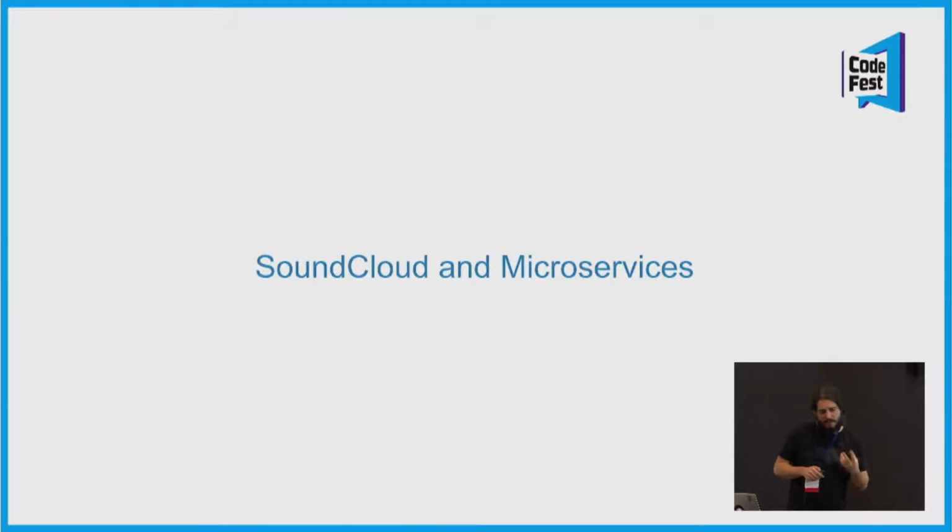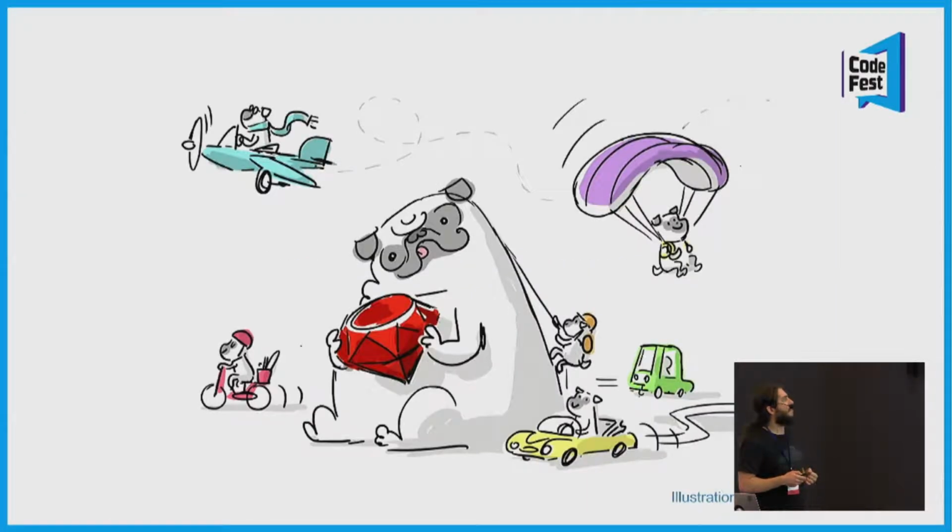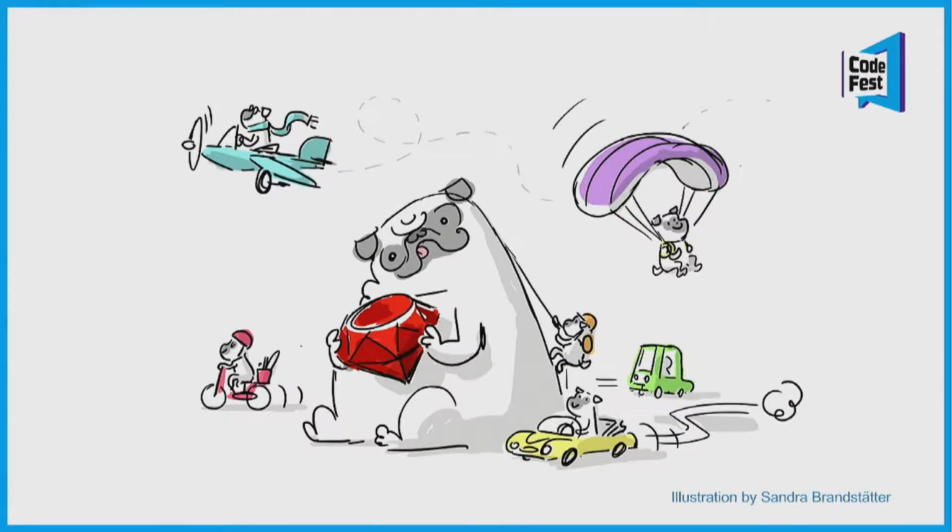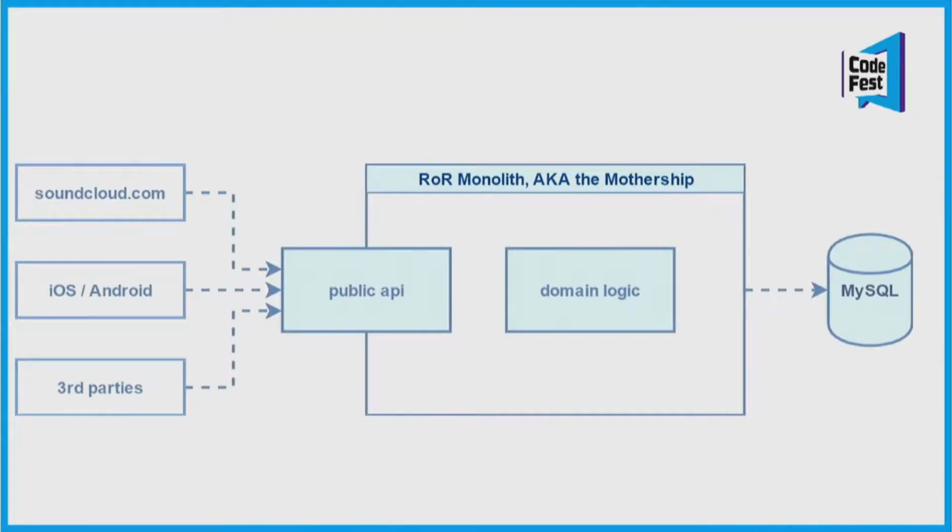How we moved to microservices at SoundCloud. That's a good view of the things, in my opinion. You have a big, fat Ruby on Rails application, and then you slowly start adding smaller, leaner, and faster microservices.